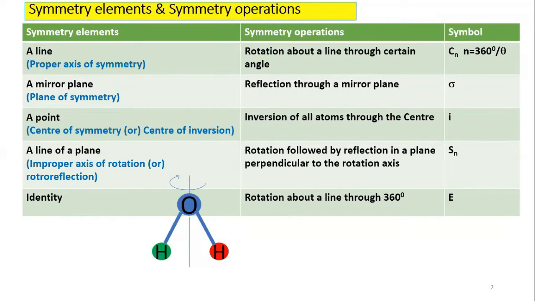Such geometrical operations like reflections, rotations, inversions, etc. are performed so that the resulting geometrical configurations will be indistinguishable from the original one. So these operations are referred to as symmetry operations. That is, these operations lead to configurations indistinguishable from the original configurations, and these symmetry operations are performed with respect to symmetry elements. The symmetry elements are the geometrical entities such as a line, a mirror, or a point with respect to which the symmetry operations are performed.